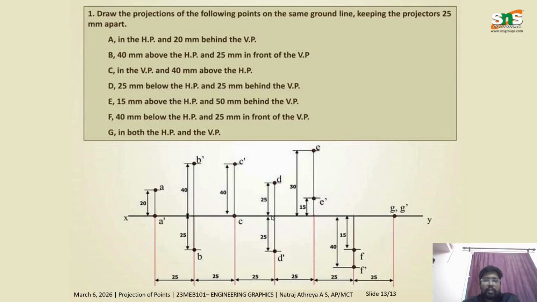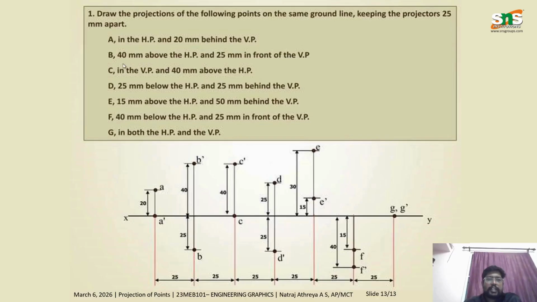Okay, so we draw a straight reference line XY, and in the first question it says it is in HP. So if it is in HP, you draw it over here, on the reference line only. And it is 20 mm behind VP. Behind is negative, right? So negative of negative is positive, so it is above the reference line. Here it is 20 mm above the reference line. 20 mm is nothing but 2 centimeters, so use your scale and draw 2 centimeters. So the point is 2 centimeters above this reference line.